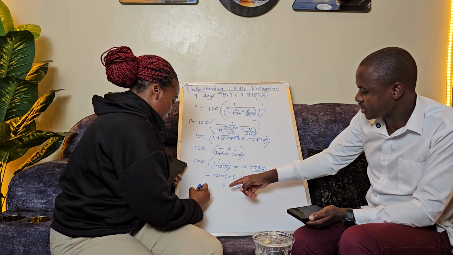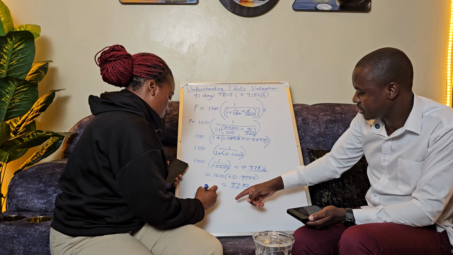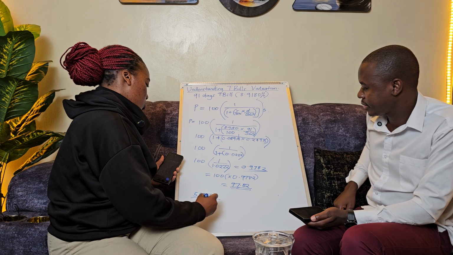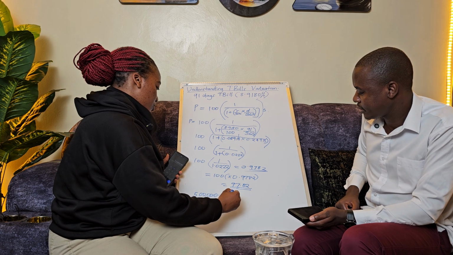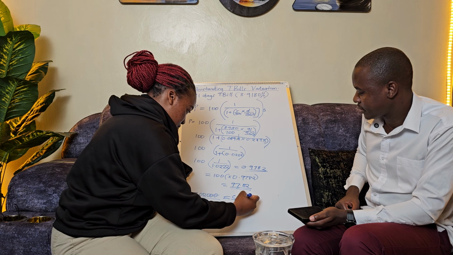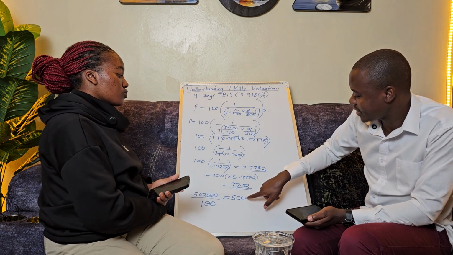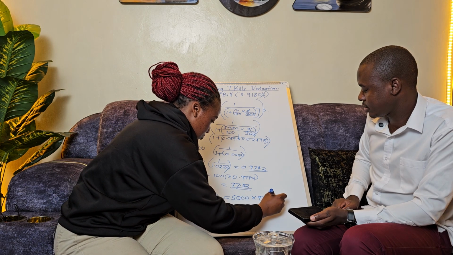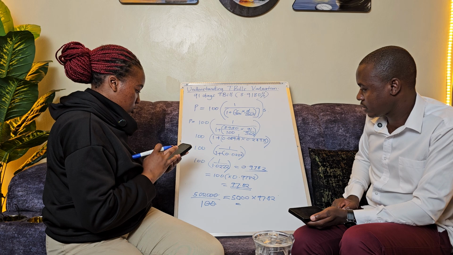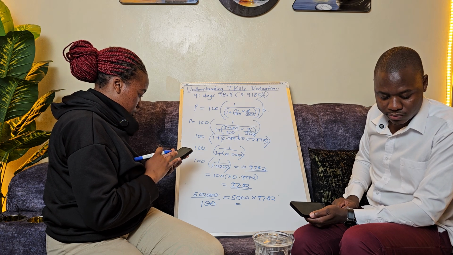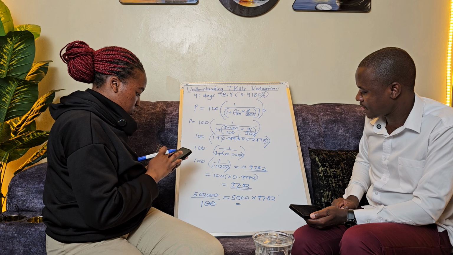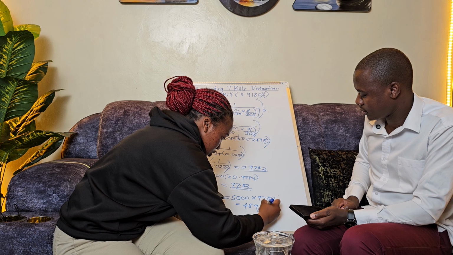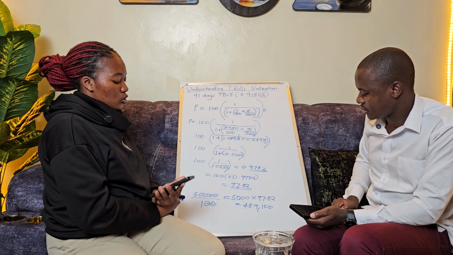So we are saying take 500,000 divide by 100, because we want to know how many hundreds are here. So these two will cancel, and you have 5,000. This 5,000 you multiply by 97.82. I'm getting 489,100. No decimal.